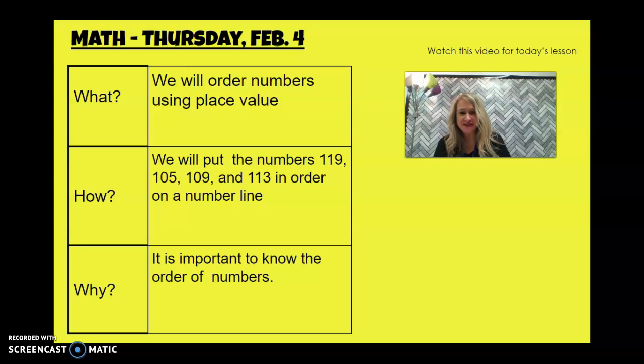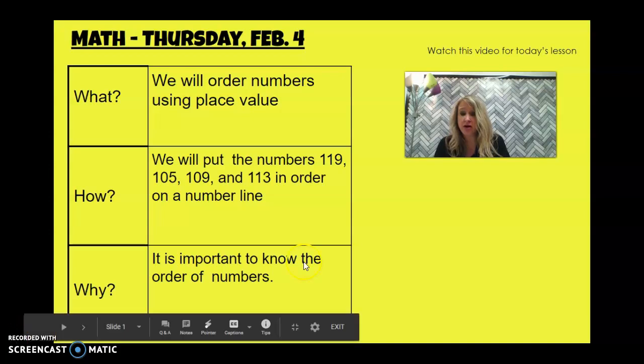Welcome back, first grade. Today we will continue to order numbers using place value. And how are we going to do that? We will put the numbers 119, 105, 109, and 113 in order on a number line. Why is this important? It is important to know the order of numbers.